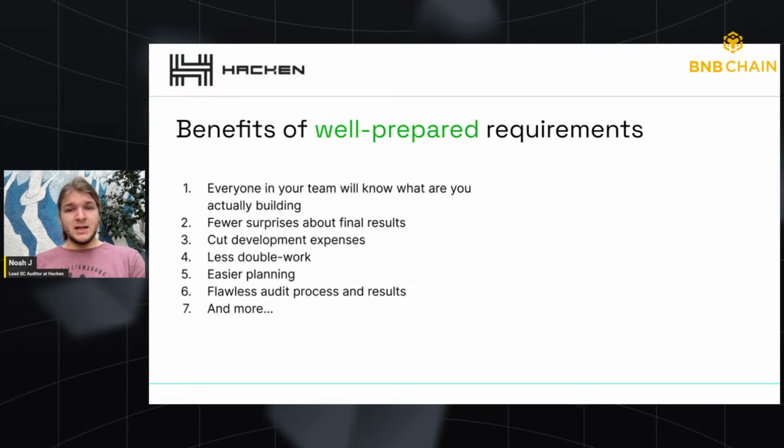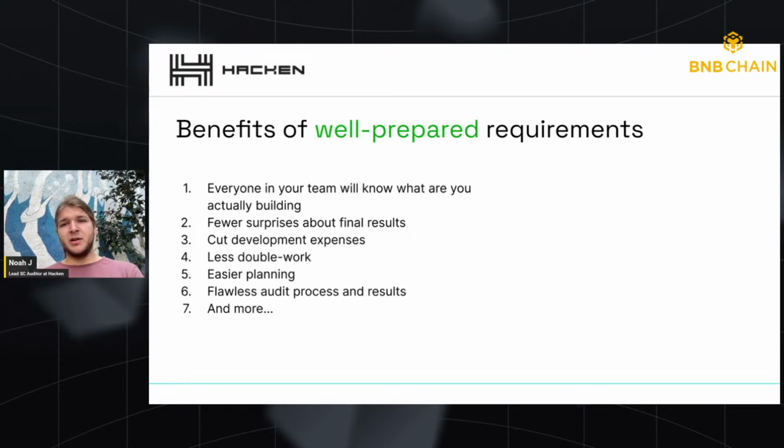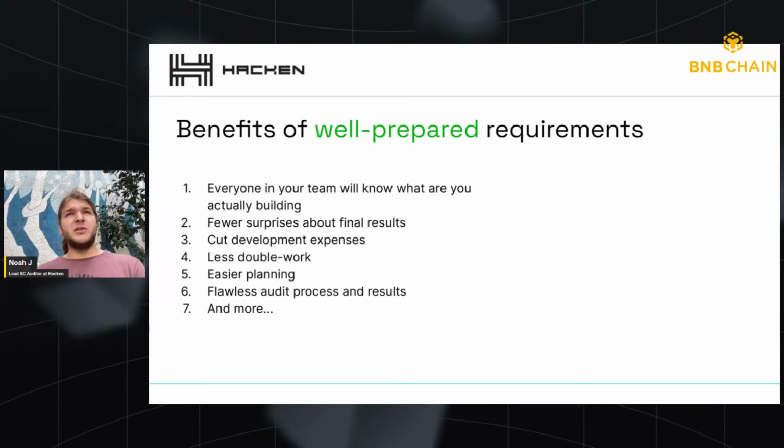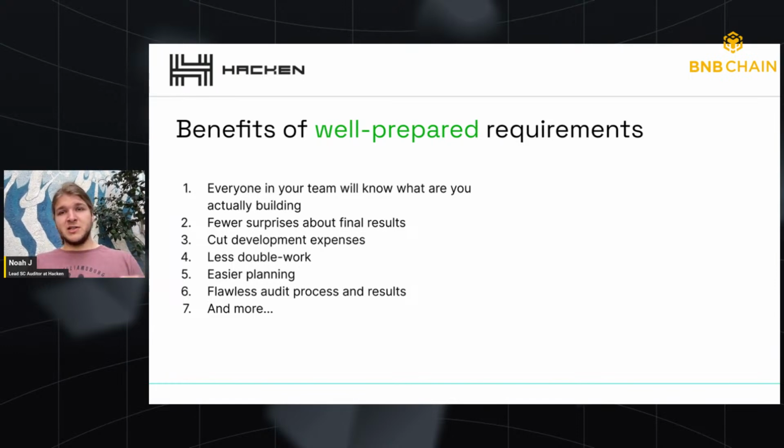So instead, you want to have well-prepared requirements, because then everyone knows what you're building. You're never surprised about any outcome. Everything is going to feel planned and like a proper process. Even if something goes wrong, you know that it went wrong in development, but then the QA found it and checked it, etc. You're going to cut development expenses because you're not going to be paying extra hours to fix stuff that should have been right the first time, and you're not going to be getting lost so much.